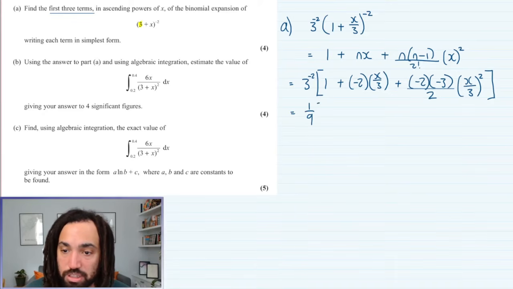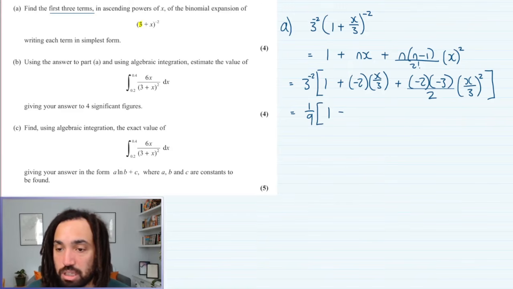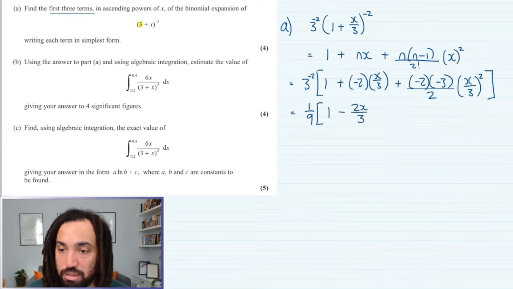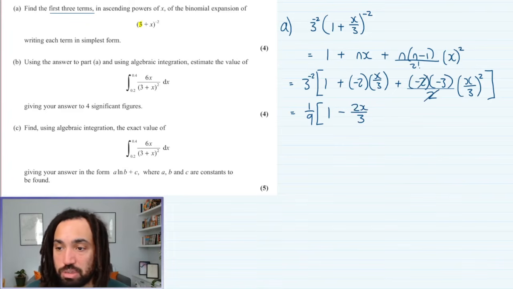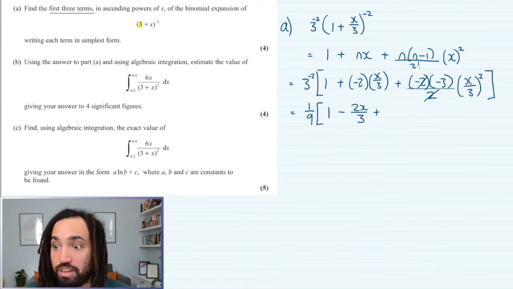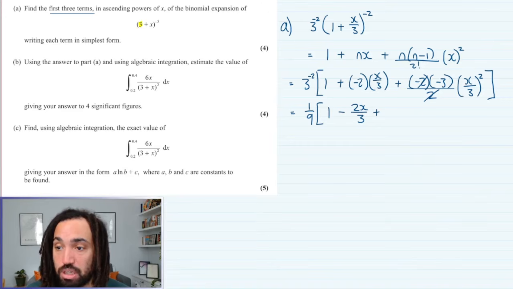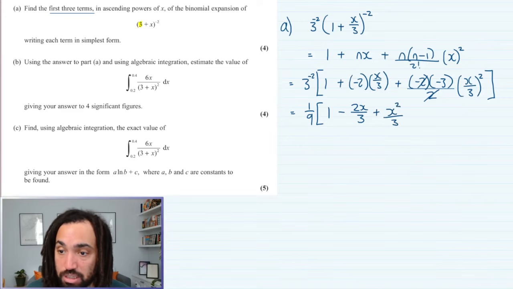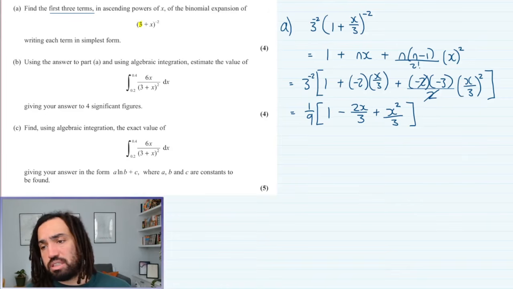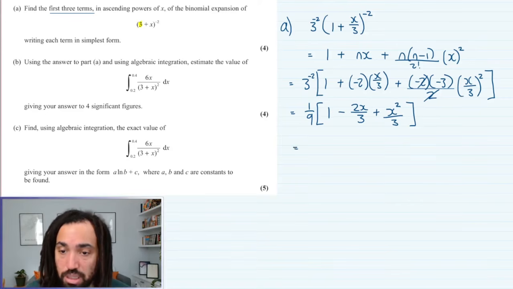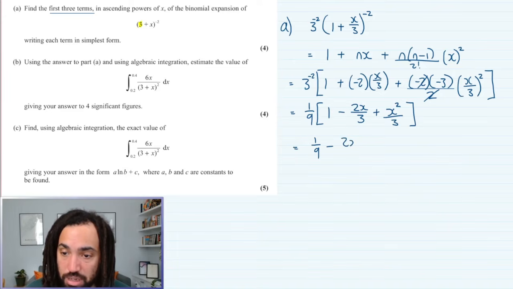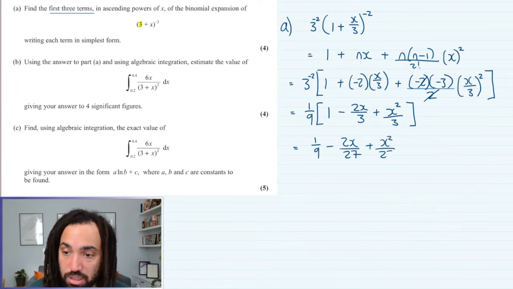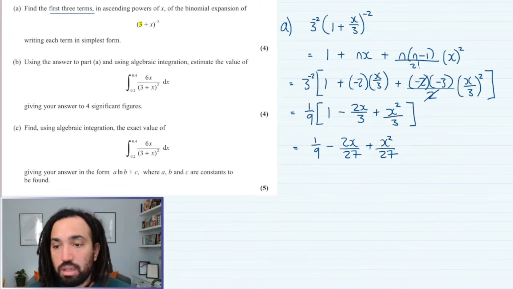Okay, so this is 1/9. Let's just write that like that. Then we have 1 minus 2x over 3. The 2 and the 2 will cancel, but don't forget the 2 minuses will add together to make a plus. And in fact, we're going to get 2 3's on the bottom from the x over 3 squared. So that's going to cancel with one of those. So we'll just have x squared over 3. To double check, I think that's right. Yes, that's all good. So we get 1/9 minus 2x over 27, and then plus x squared over 27. Perfect. Okay, lovely.